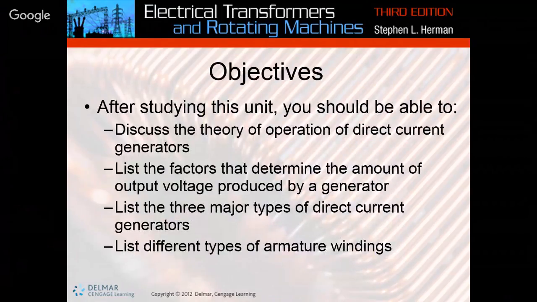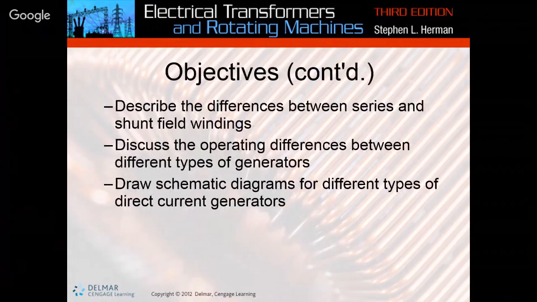Our objectives. After studying this unit, we should be able to discuss the theory of operation of DC generators. List the factors that determine the amount of output voltage produced by a generator. List the three major types of DC generators, and list the different types of armature windings. Describe the difference between the series and shunt field windings. Discuss the operating differences between the different types of generators, and draw schematic diagrams for different types of DC generators. Okay, we'll talk about that moving forward.